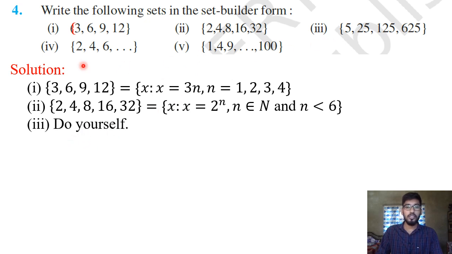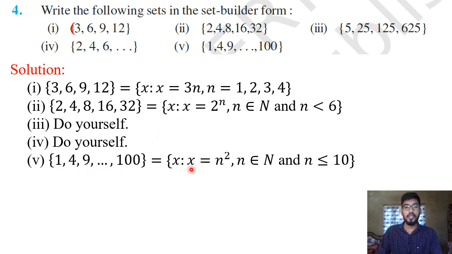I left these two questions for you. So next number 5: 1, 4, 9 up to 100. If you see, all are perfect squares. This is 1 square, this is 2 square, this is 3 square, this is 10 square. So we can write x such that x equals n square, n belongs to N and n less than or equal to 10. So n is a natural number less than or equal to 10. That was our question number 4.